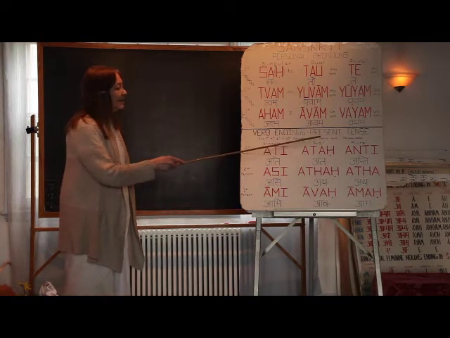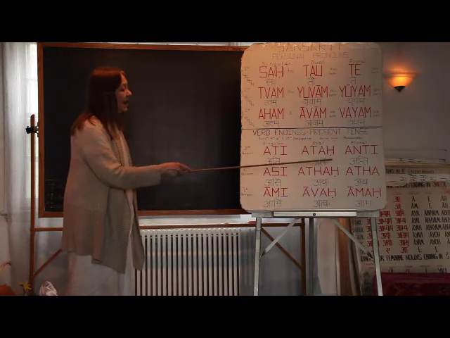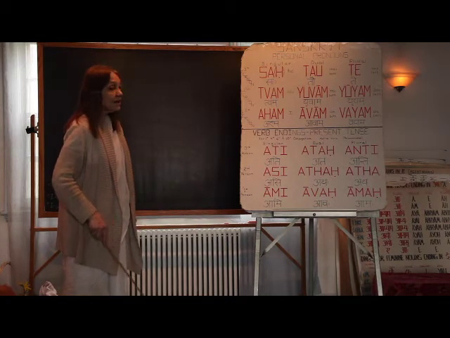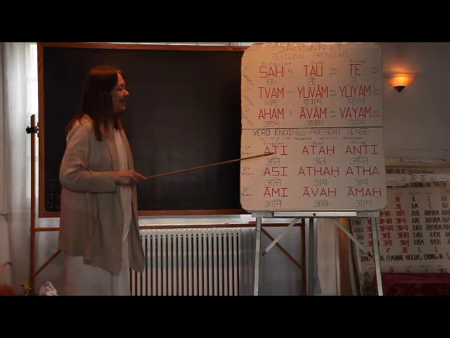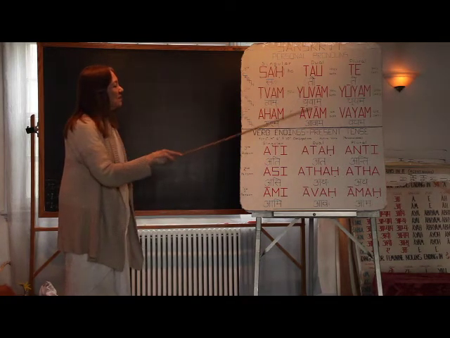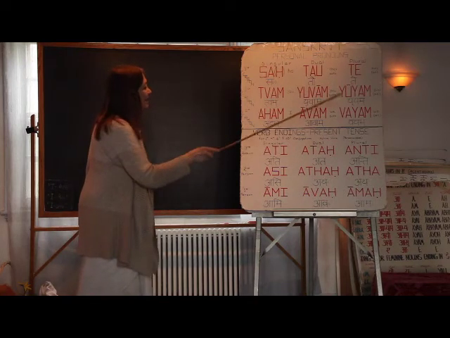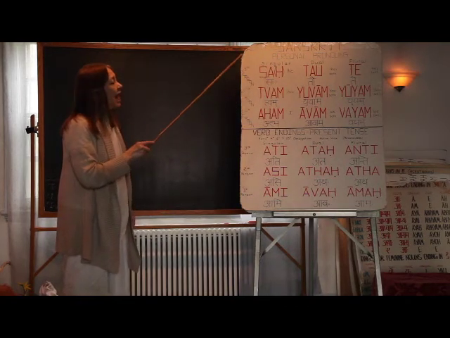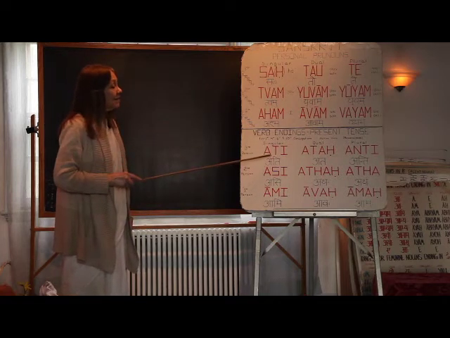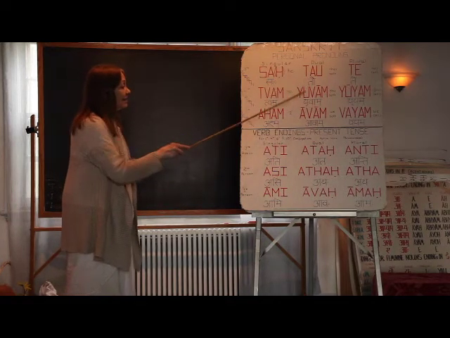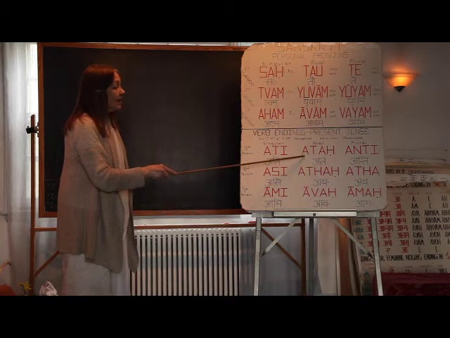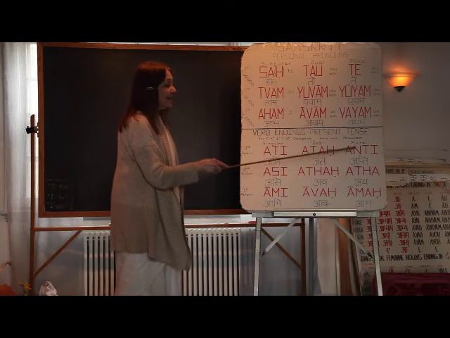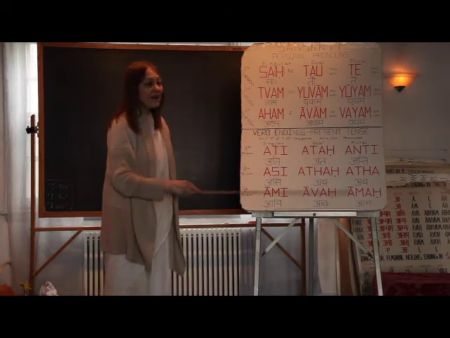Jivati, jivatah, jivanti, jivasi, jivathah, jivatha, jivami, jivavah, jivamah. Let everybody live now, together. Sa jivati, he lives. Tau jivatah, they both live. Te jivanti, they all live. Now let me take the feminine, just to show you, it's not written here. Sa jivati, she lives. Te jivatah, they both live. Two ladies, two girls, whoever. And ta jivanti, they all are alive.